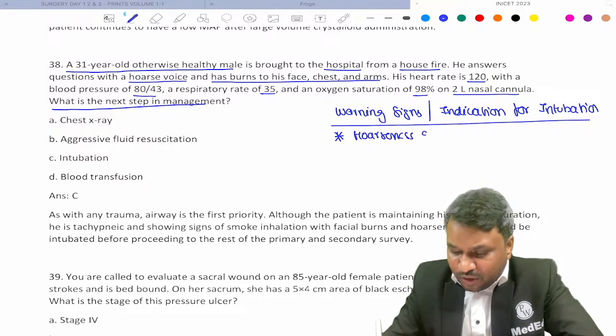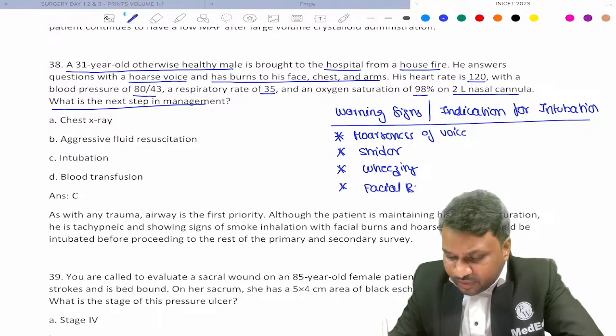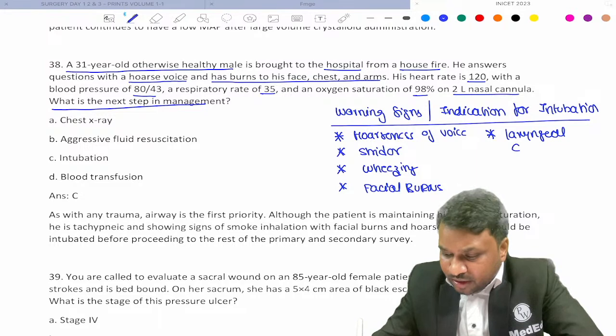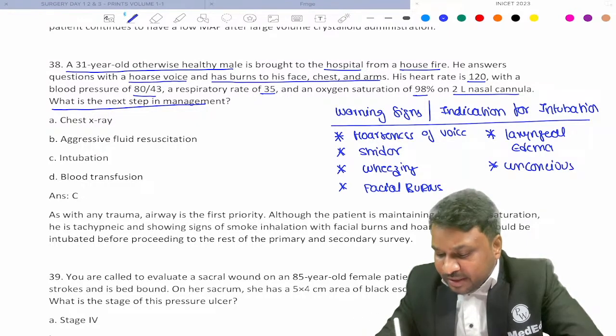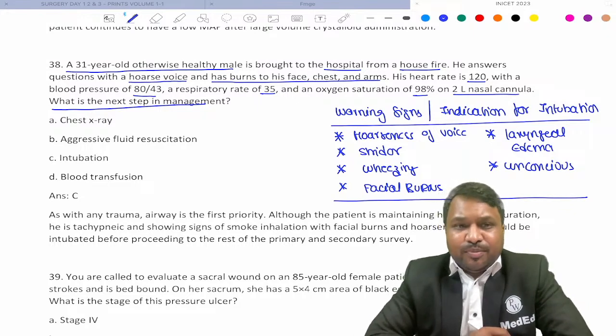If there is presence of hoarseness of voice, if there is presence of stridor, that is inspiratory stridor, if there is presence of wheezing, if there is presence of facial burns, if it is associated with laryngeal edema, and if the patient is unconscious. If any one of the following is present in a patient of burns, especially inhalation burns, these are the indications for prophylactic intubation.